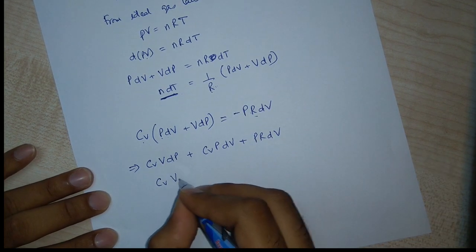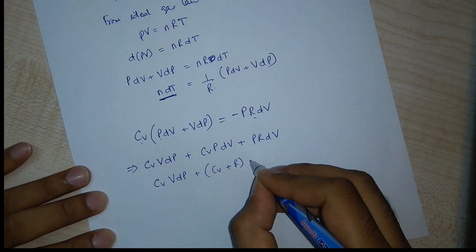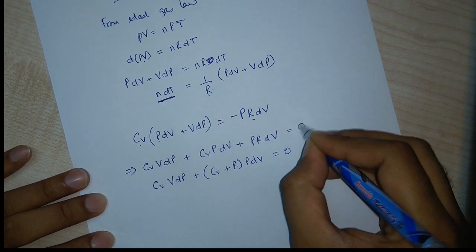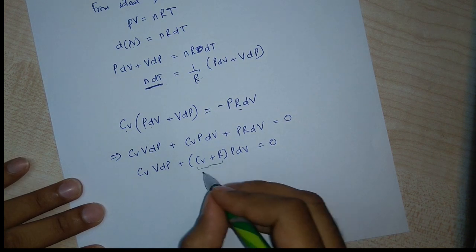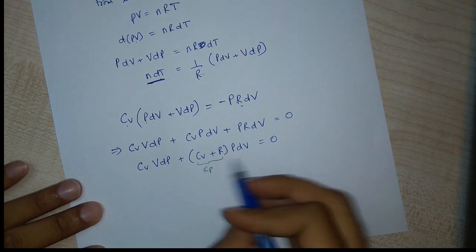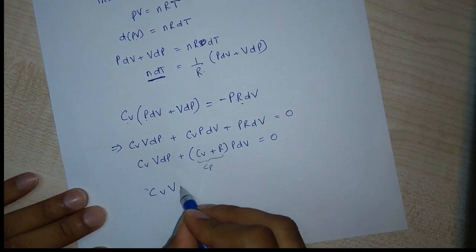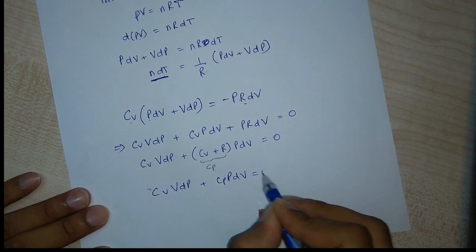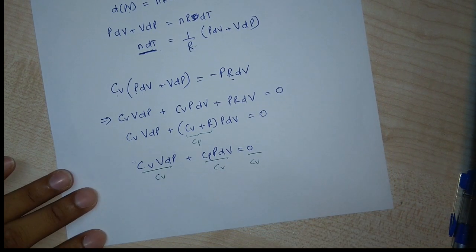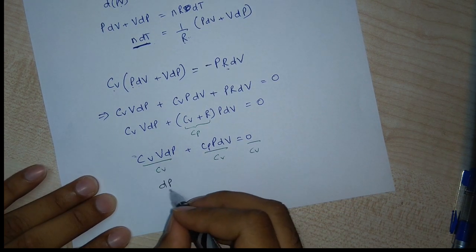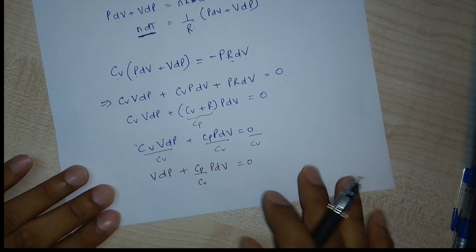So rearranging it, I get CV V dP plus, I open a bracket, (CV plus R) P dV equals 0. Remember, there is an equal to 0 on top as well. If you remember, this term CV plus R is nothing but the specific heat at constant pressure. So replacing this term by CP, I get CV V dP plus CP P dV equals 0. Now I divide throughout by CV, so I get V dP plus CP by CV P dV is equal to 0.